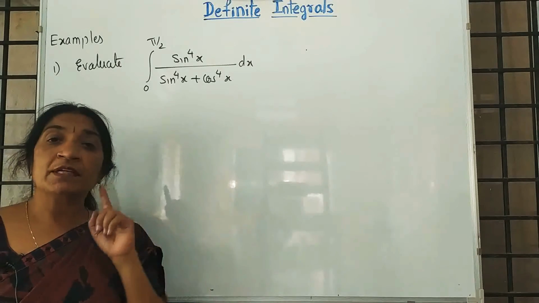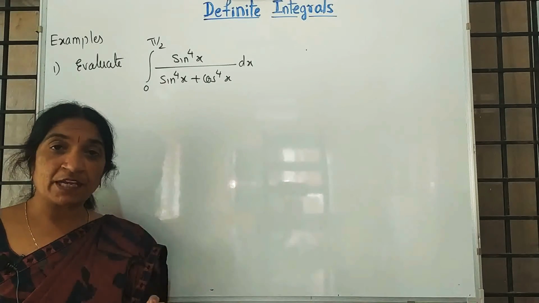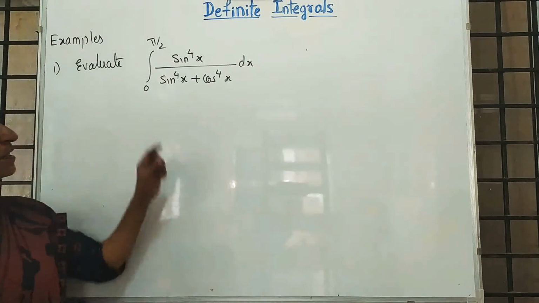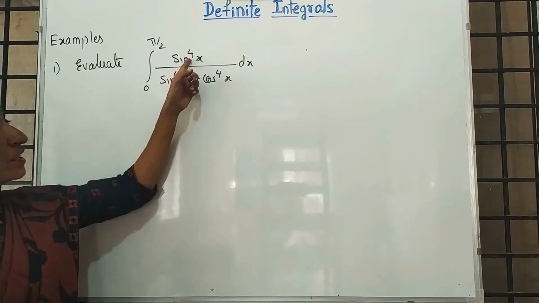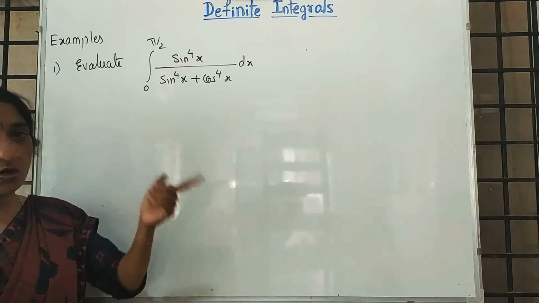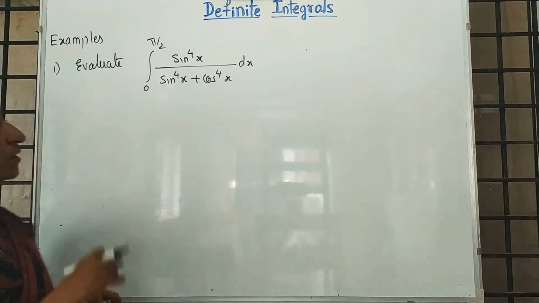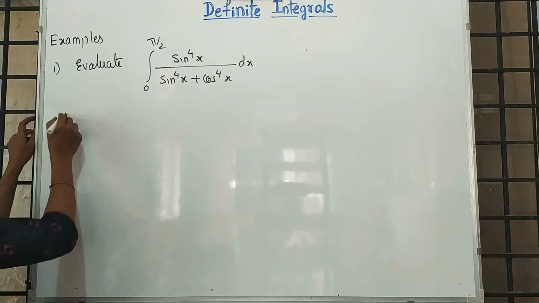Now, whatever the method I am explaining, it is applicable if the problem contains 0 to pi by 2 and sin cos, or tan cot, or sec cosec. So, first I will explain. Let us start the problem with I.